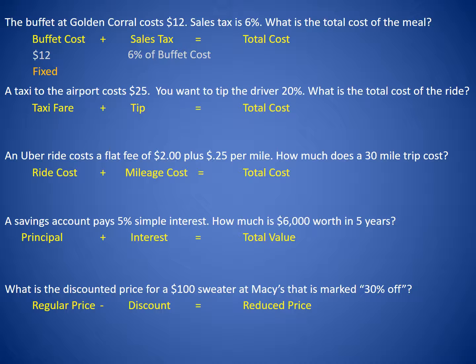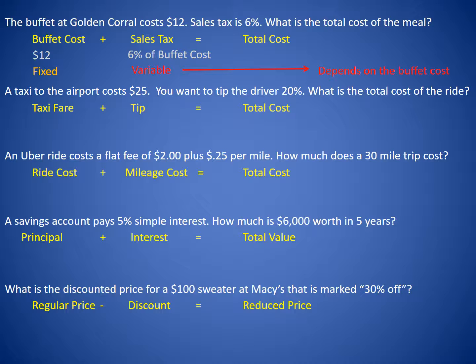If you had a different buffet or they raised the price to $15, it would still be 6% of that $15, but it would be a different number. So the amount of sales tax is going to vary depending on how much the buffet costs. So I refer to that as a variable component or variable number because it's dependent on something else. In this case, it's dependent upon the buffet cost.